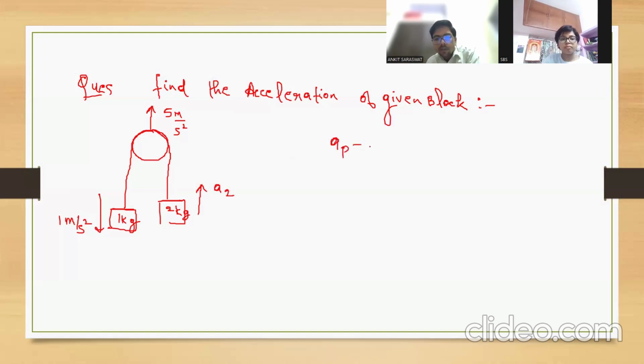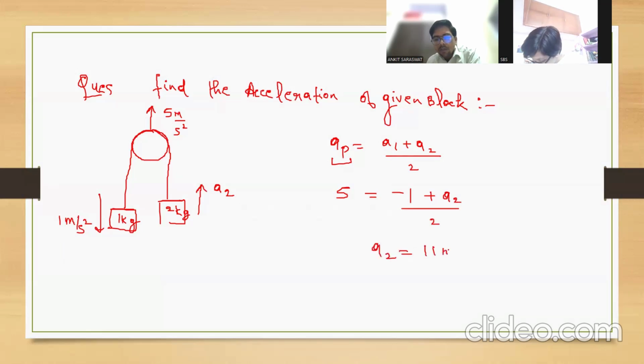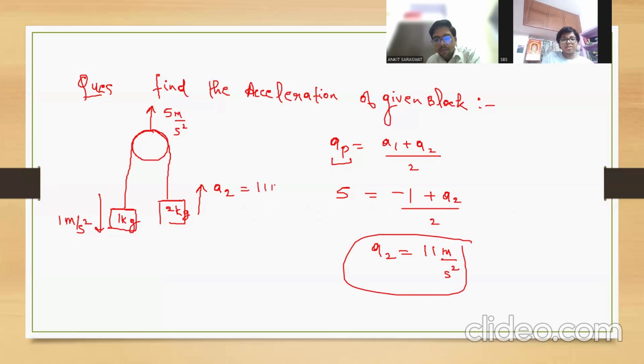AP is equal to (A1 plus A2) by 2. What is the acceleration of the pulley? 5, up. Okay. A1 is going down, so it is minus; A2 you need to find, by 2. Sir, I think I made a mistake. 11 meter per second square. Plus means what? It is going up. I did +1 instead of -1.